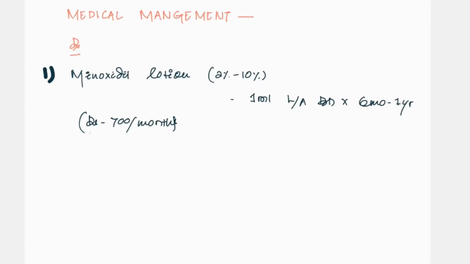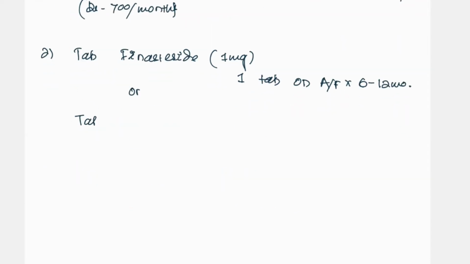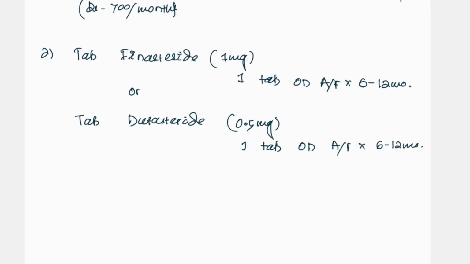And also we can give some oral medications like finasteride and dutasteride. Finasteride we need to give as 1 milligram per day, that can be given for 6 to 12 months. And dutasteride, which is more potent but costlier than finasteride, is to be given in a dose of 0.5 milligram per day.